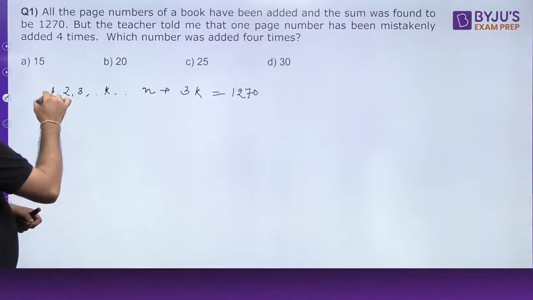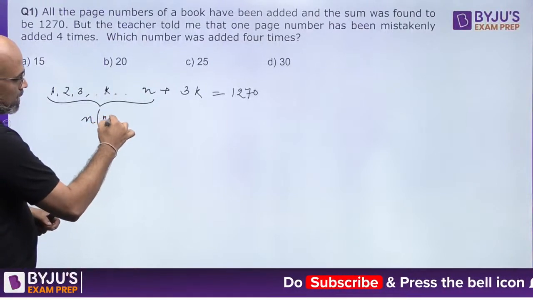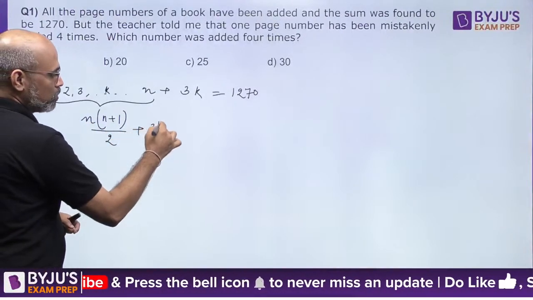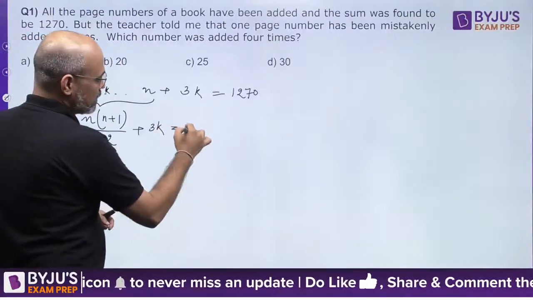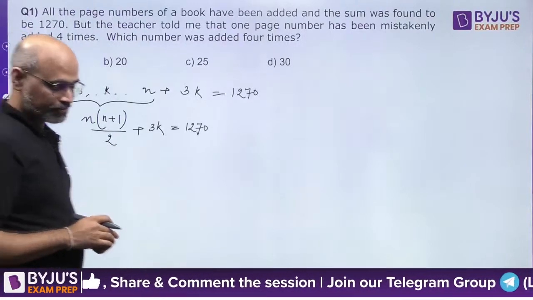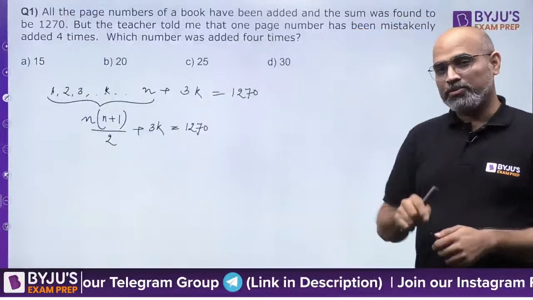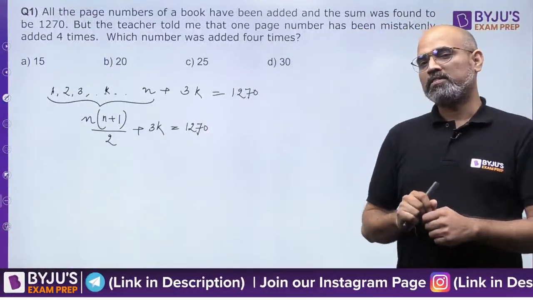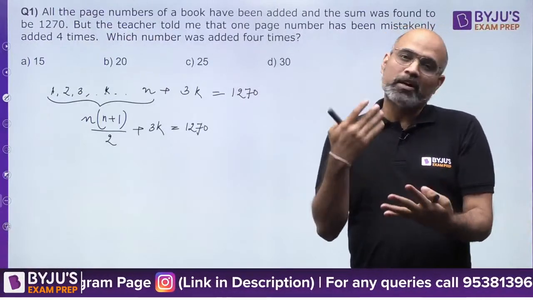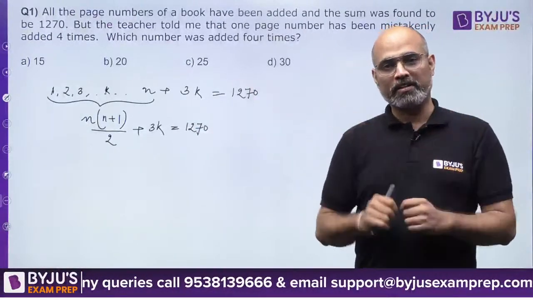So what is the sum of the numbers from 1 to n? We write it as n into n plus 1 whole divided by 2. And then 3 times of some number is equal to 1270. So, there are 2 variables and we have only one equation. How do we solve this? Of course, you won't be able to solve it because you have less number of equations and more number of variables. The only way is you will have to do a bit of hit and trial.